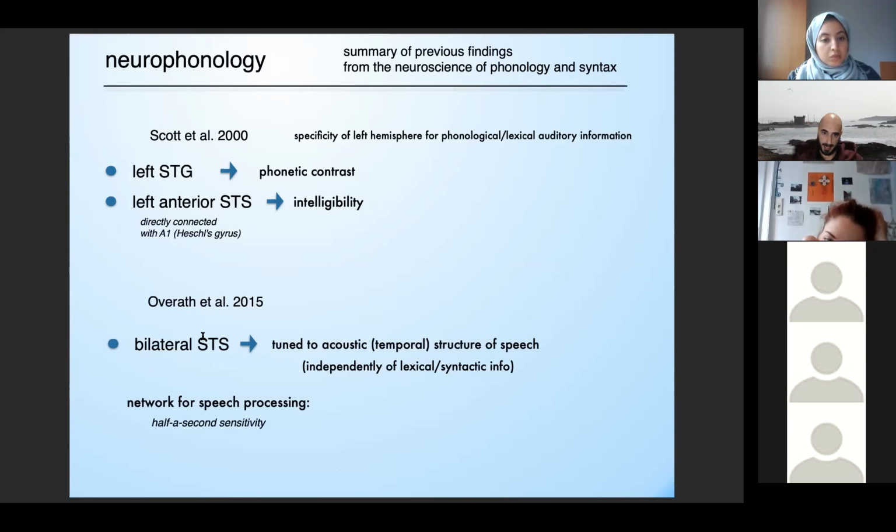Right? Then, if you remember, they also found this half-second sensitivity above which you didn't have an increase of signal anymore, and this stream of processing which goes from primary auditory cortex, Heschl's gyrus, to planum temporale, second auditory cortex, to STS, associative cortex.